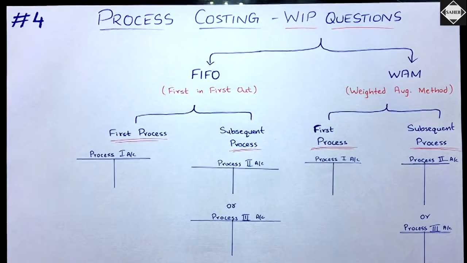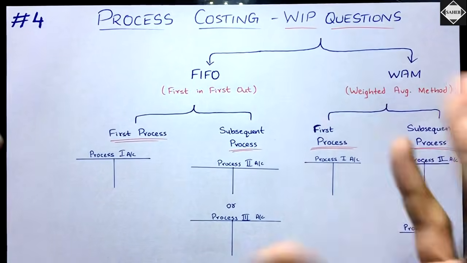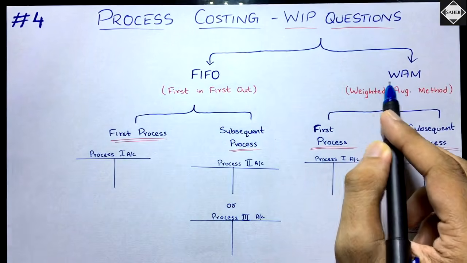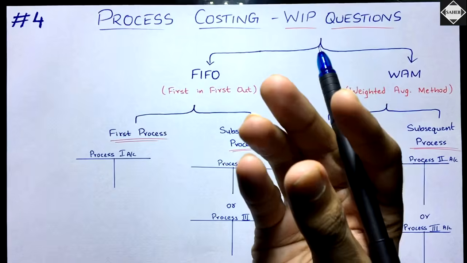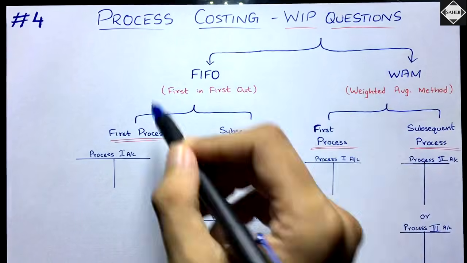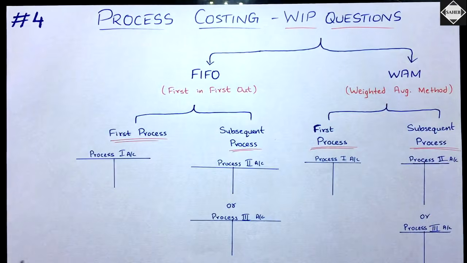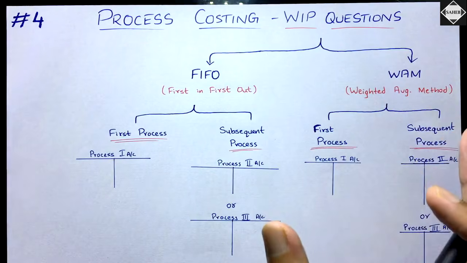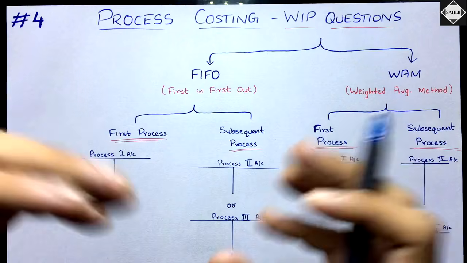Now first let's have an overview of this WIP topic of process costing. See here, the questions of work in progress, you can solve them either by the FIFO method, first in first out method, or you can also solve it through the weighted average method, WAM method. Now in the question, sometimes the question will be silent and sometimes the question will specifically tell you which method to use. If they specifically tell you, then that's fine, you can easily use whichever method is asked. If the question is silent, then there are some hints in the question through which you can understand which method you have to use.